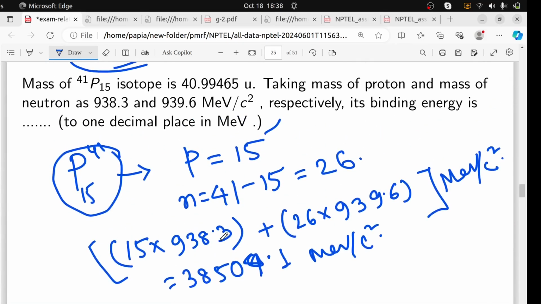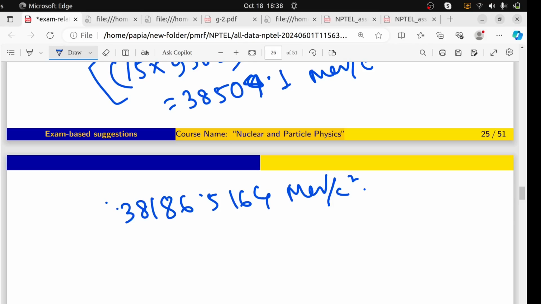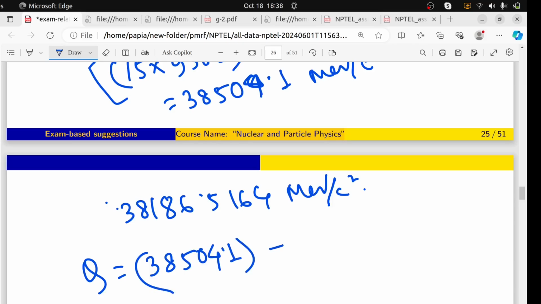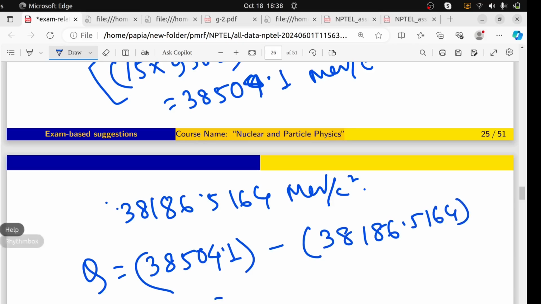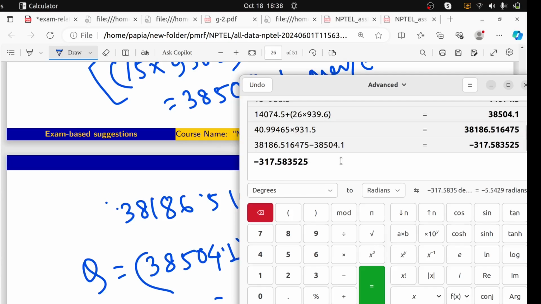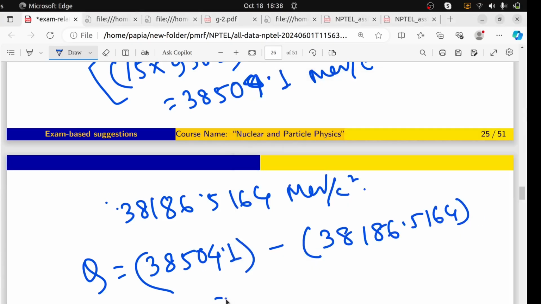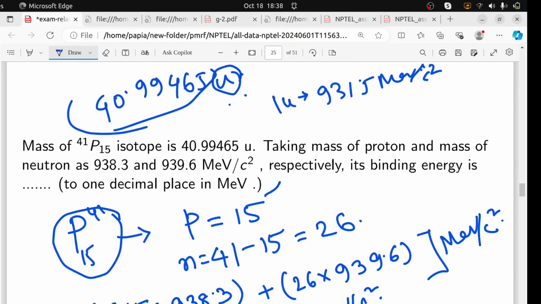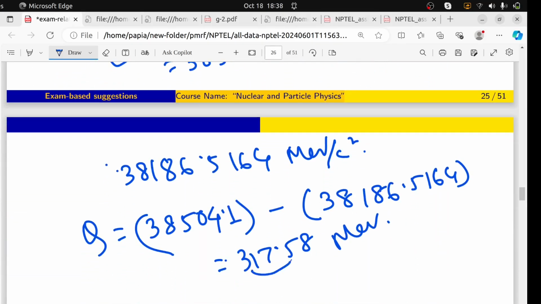So what will be the Q value? Actually they are asking the binding energy, that means Q value. So Q value will be simply nothing but this nucleon energy, 38504.1, minus 38186.5164. So this will be the nucleon binding energy. I mean, we have done this thing so many times. So it is 317.58. So that is in MeV unit, right? You can see here 1 decimal place in MeV unit. So they just want this number, or obviously you can write it like 317.6 because it is 58, so it can be rounded off to 6.